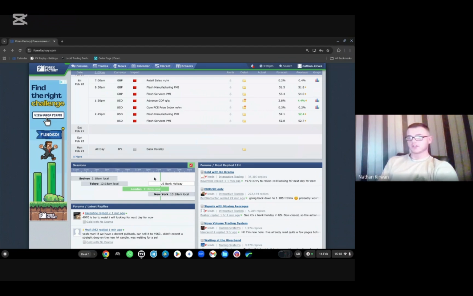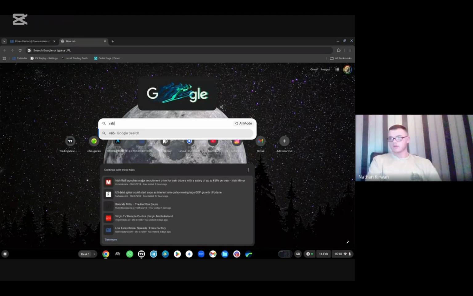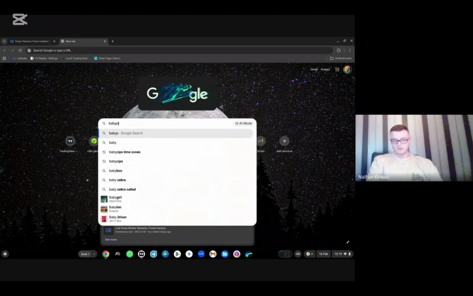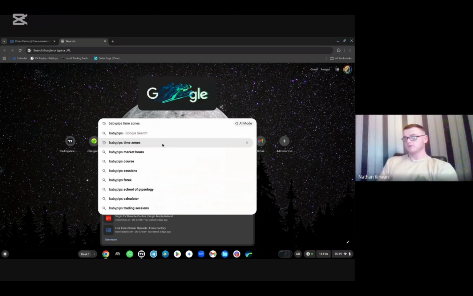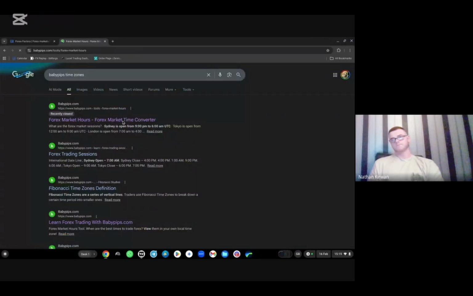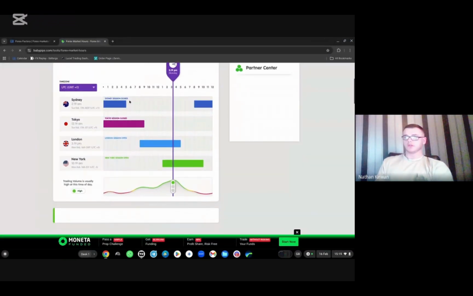Anyway, this is your sessions. What is it called? Baby Pips time zones. This is a better one to use now, I think, but that's completely up to you. It gives you a proper, clear visual of when the overlap is when you want to be trading. Why? Because that's when there's more volume on the market.